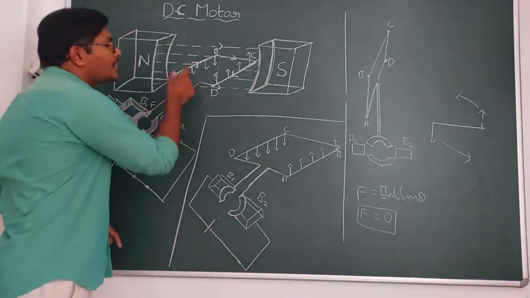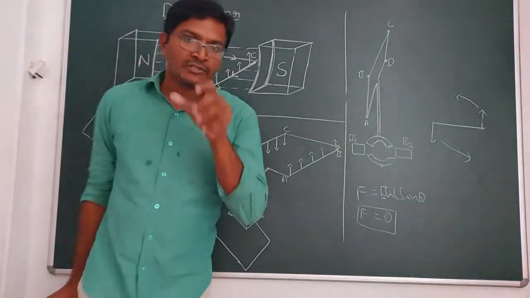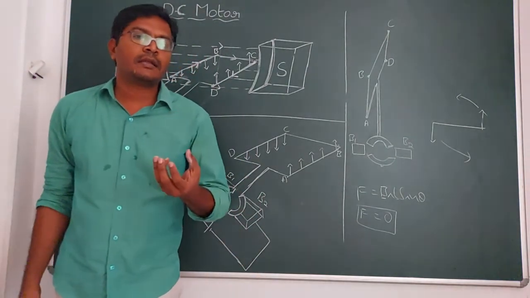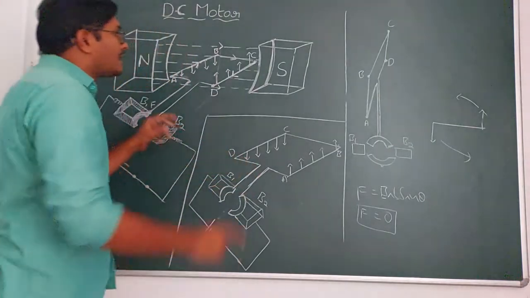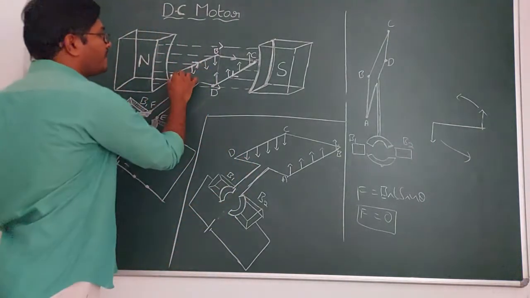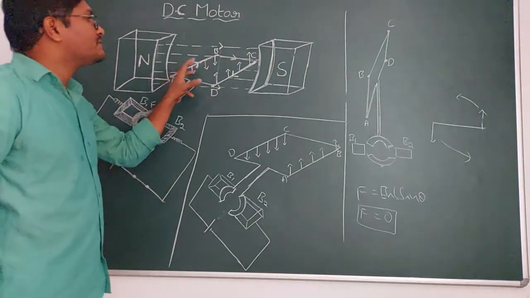So here a torque is created. Even though equal and opposite forces are acting, the torque is created. As the torque is created, this coil is going to rotate. Here the maximum force is applied. Why is the maximum force applied?